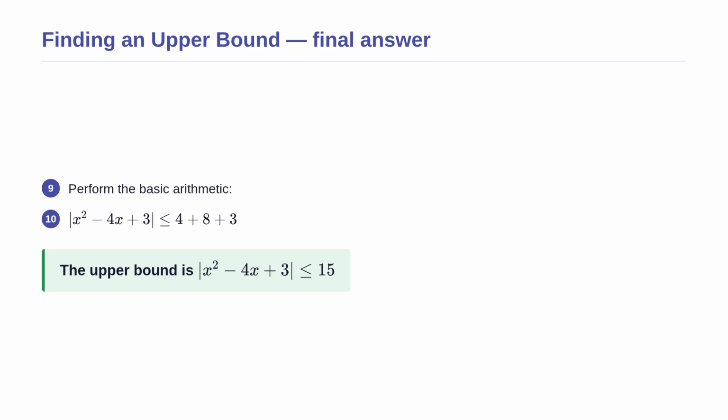Physically, this means that as long as our input x stays within 2 units of 0, the value of our complicated quadratic expression will never wander further than 15 units away from 0. This bounding technique is a core skill you will use constantly to prove that limits exist.